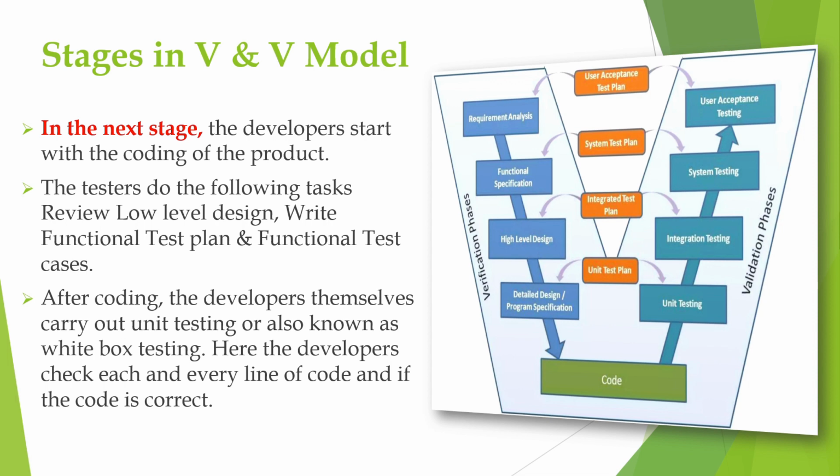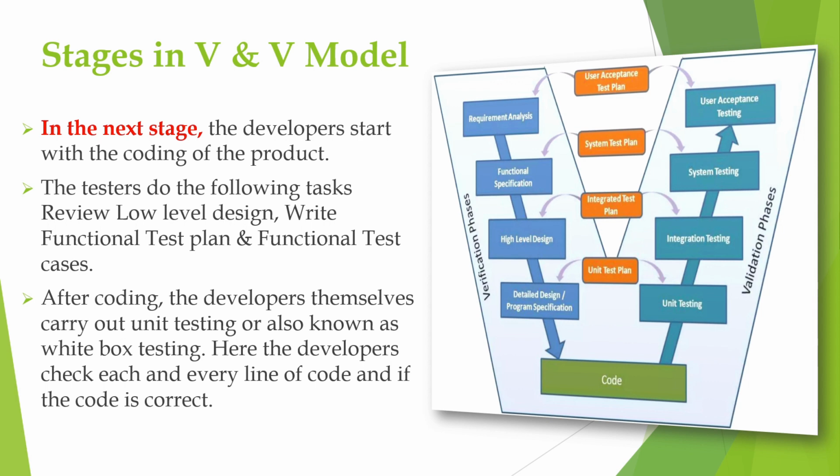Now the testing team is ready with the test plan and the test cases. As soon as they get the product for testing, they will start doing the functional testing, integration testing, system testing, and acceptance testing. And finally, when it passes all the tests, it will be delivered to the customer. This entire process is called the V model.